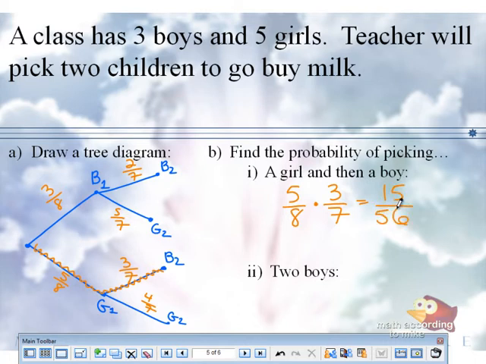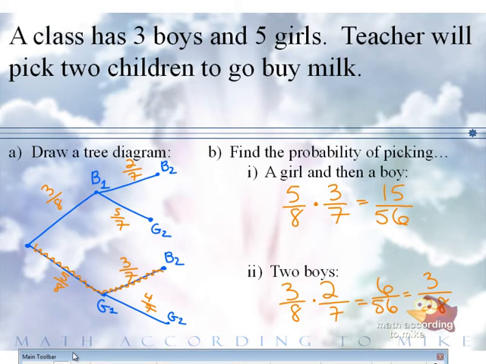Okay, 2 boys. Let's reword this. 2 boys means pick a boy first and pick a boy second. So in the first part, the word and was stated. In the second part, the word and is implied. So what's the probability of picking a boy first? 3/8. And picking a boy second, assuming you picked a boy first, 2/7. So that's 6/56, which is what, 3/28?